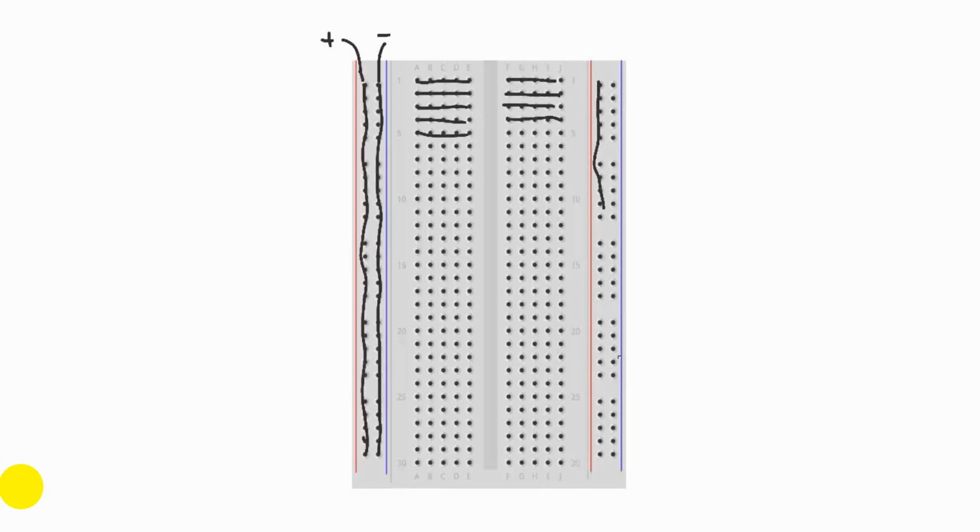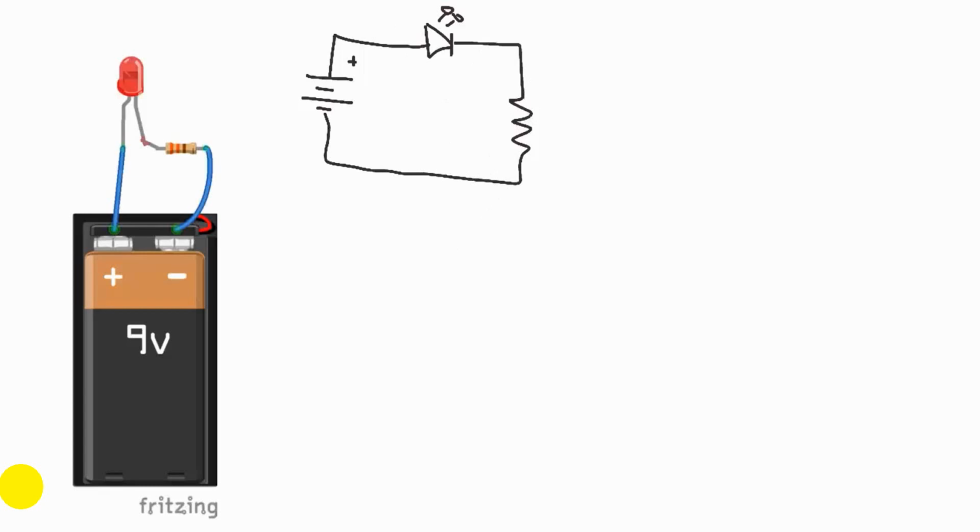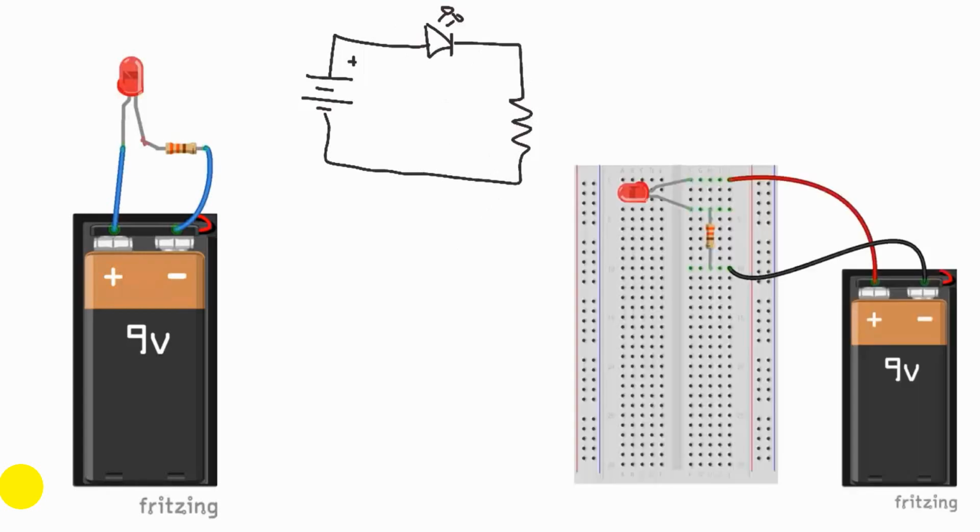So let's draw a simple circuit and see how this can be connected both without and with a breadboard. So here we have a simple circuit with a battery, a light emitting diode, and a resistor. And one way to connect this is to just connect the components together with some wires, like this. And another way of connecting it is like this on a breadboard. So let's look at the connections here and see how it works.